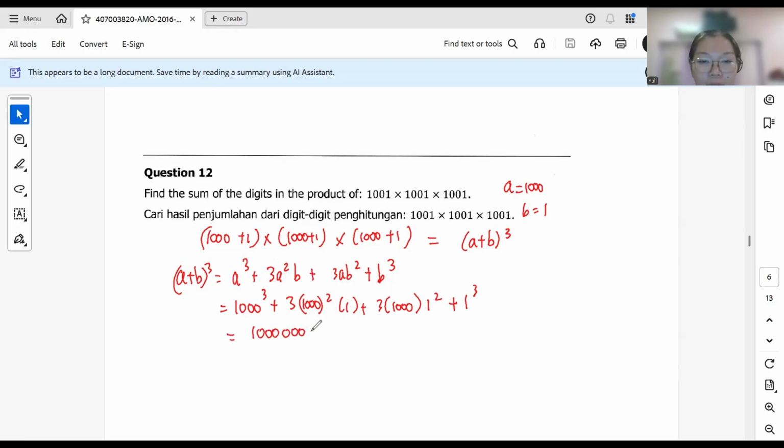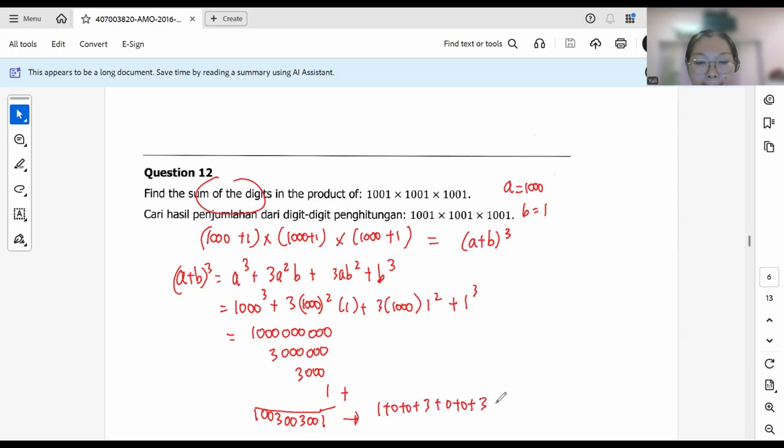We do this. Okay, so this is 3 million. This one is 3000. This one is 1. Add up everything, you will get... The question is the sum of the digits. You add everything, 1 plus 0 plus 0 plus 3. The answer is 8.